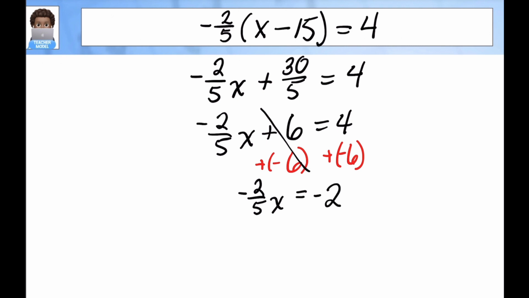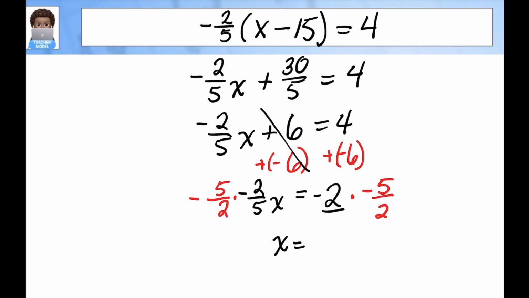Now, here's where it gets a little tricky. I know I have to multiply by that opposite as a reciprocal. But if I do that, I'm still going to end up with just negative 1x, and I don't want that. So I'm going to put a negative sign in the front. So we're going to multiply by negative 5 over 2. Why are we doing that again? Because a negative times a negative will give us a positive. So you'll end up with positive 10 over 10, which is the same thing as just positive 1x. So that's why I'm being very, very specific about that part.